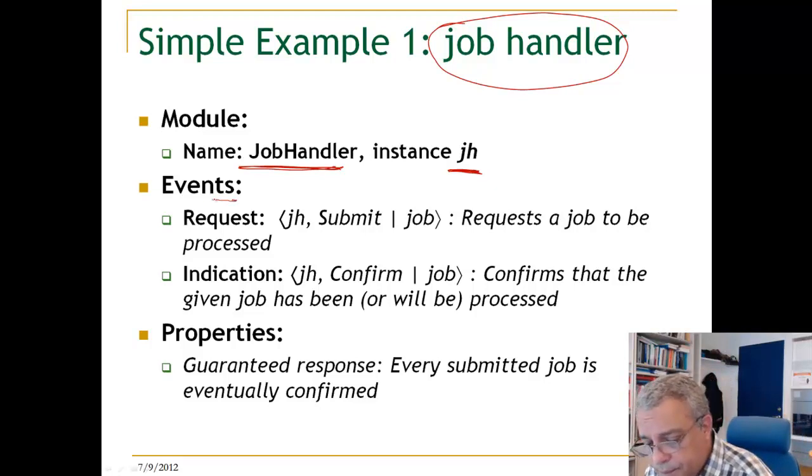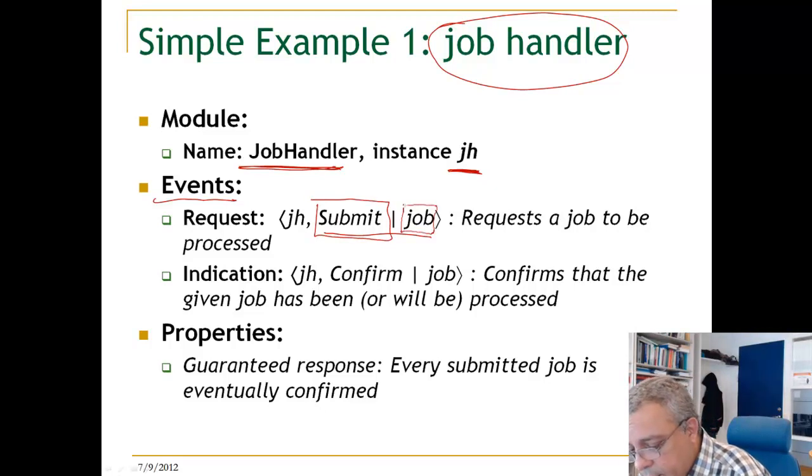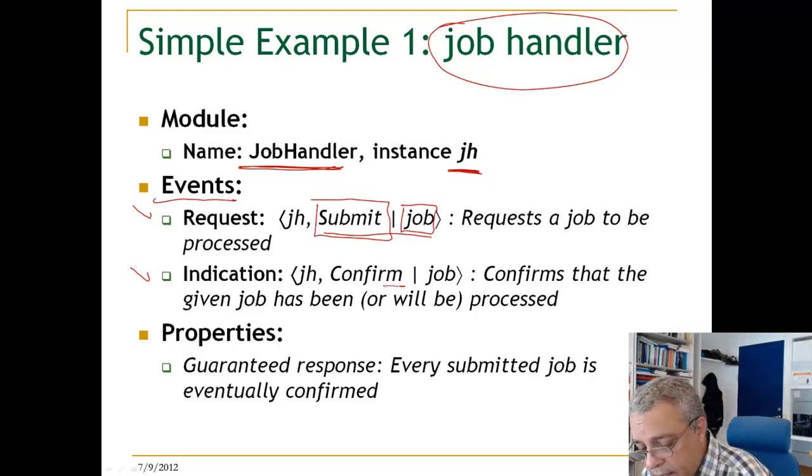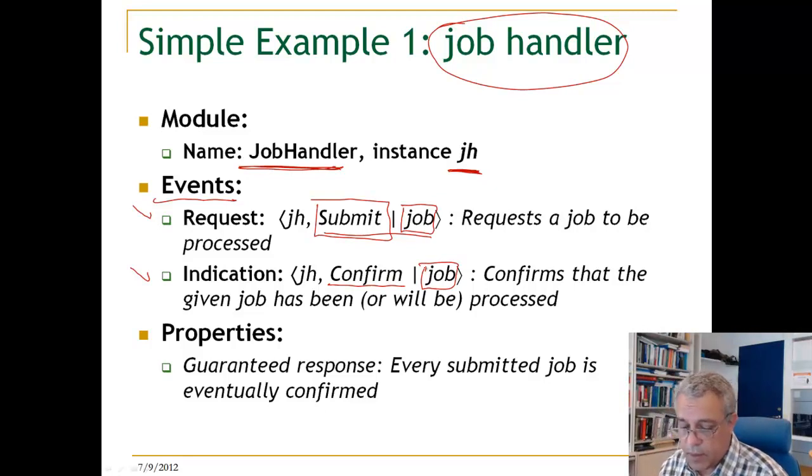What are the events that we have? We have an input event, which is a request to submit a job. So here is the notation. You have the instance of the module, the component. You have the event name, which is submit. And then you have the argument of the event, which is a job that is requested to be processed. And then we have an indication event, which is an output event indicating that the job has been done. So this will be an event called confirm, returning back the job, and confirming that the job has been processed or will be processed.